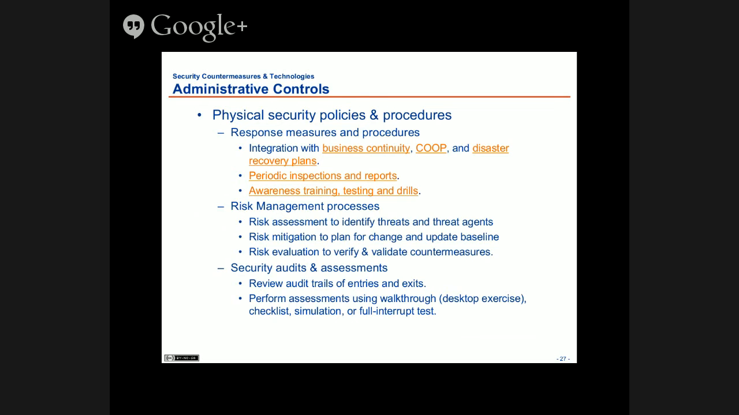Then you have the risk management process, basically assess and identify threats and threat agents. Risk mitigation, a plan for change and updating the baseline. And then also risk evaluation to verify and validate countermeasures. And so it's important. This can actually be covered in your risk management plan. So if you have an overall risk management plan, these items can be thrown in there, right?